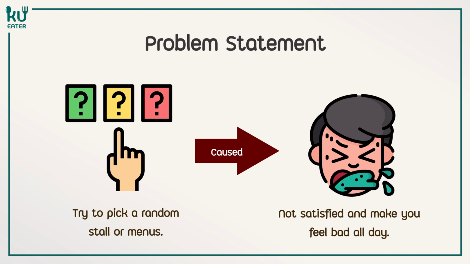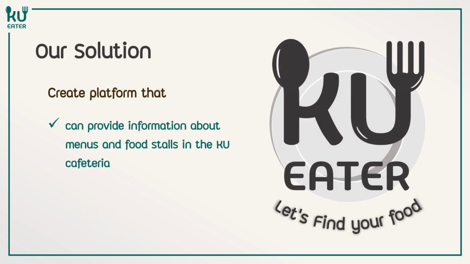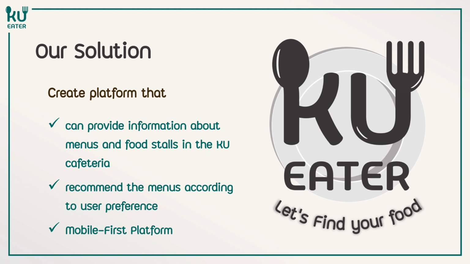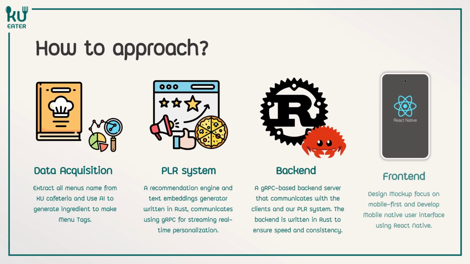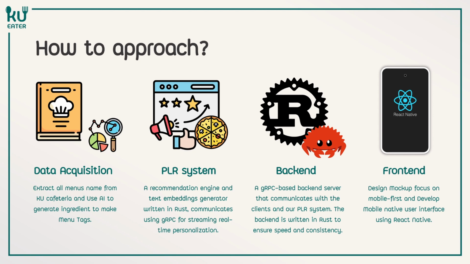So we think it will be great if we create a platform that can provide information about menus and food stores in the KU cafeteria and also recommend menus according to the user's preference. This way can help you make the best decision about a meal in university in just a few minutes on the phone. Our approach is split into 4 parts: data acquisition, our PLR system or personalization system, our backend, and our front end. Right now we have mostly done data acquisition, but we're currently working on the remaining 3.